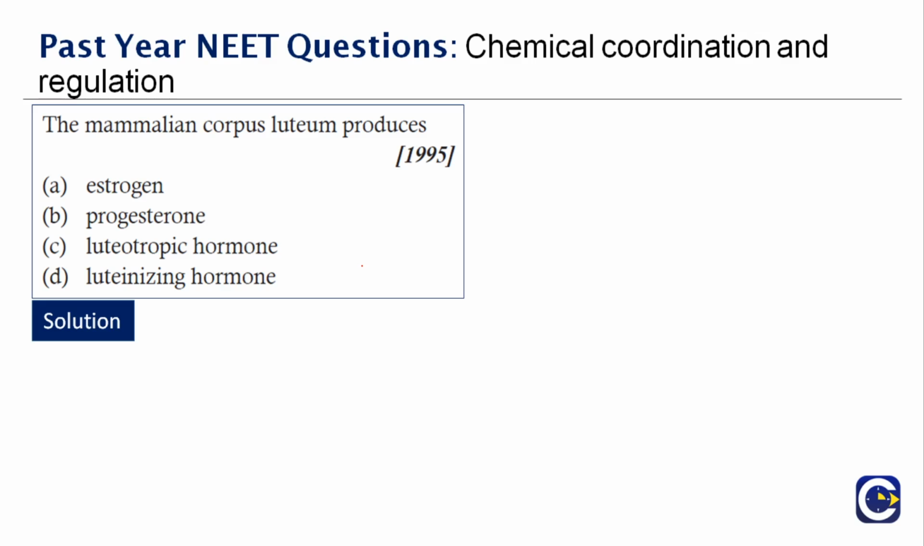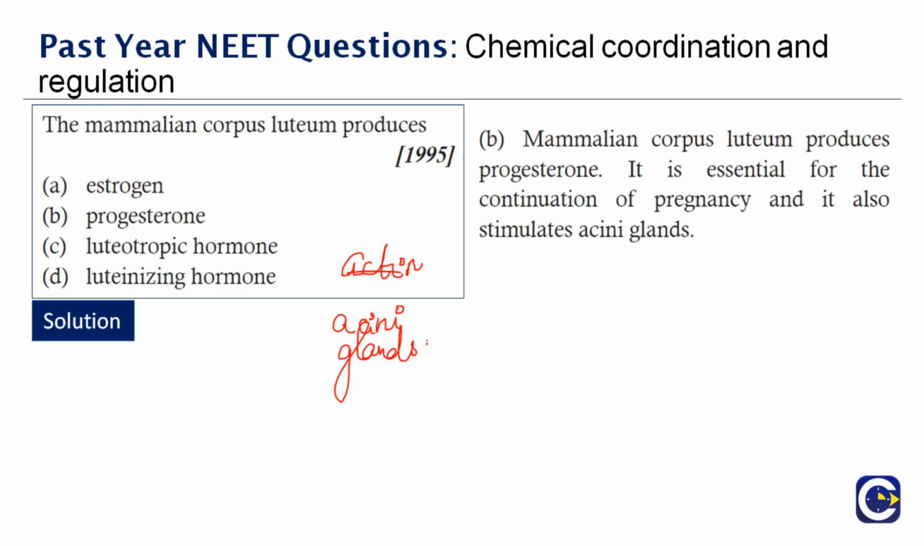Progesterone. The mammalian corpus luteum produces progesterone, which is essential for the continuation of the pregnancy and also activates the acini glands. No, it's not actin glands. I'm sorry, it is acini, ACINI glands. Therefore, the mammalian corpus luteum produces progesterone.